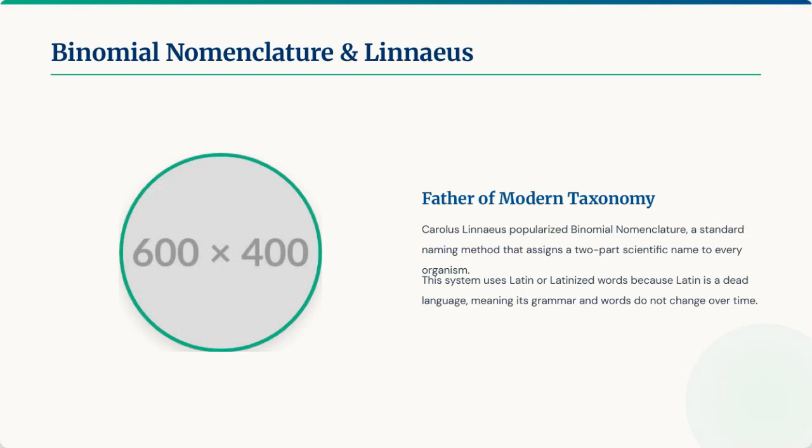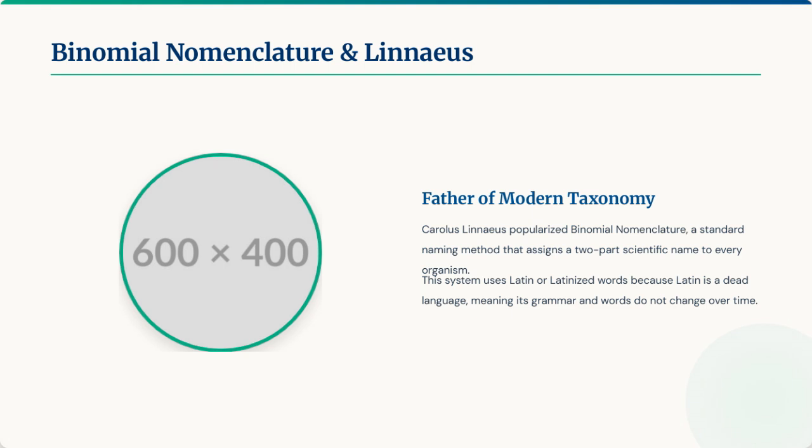Here we have Carolus Linnaeus, often called the father of modern taxonomy. He is best known for popularizing binomial nomenclature, which is a standard way of naming every organism using two parts. The first part is the genus, and the second is the species. This system uses Latin or Latinized words because Latin is a dead language.